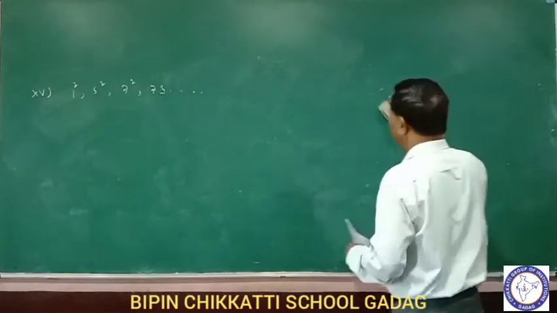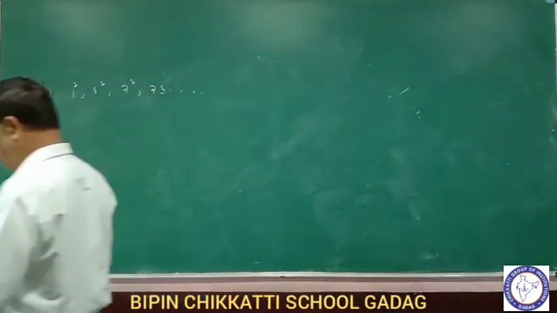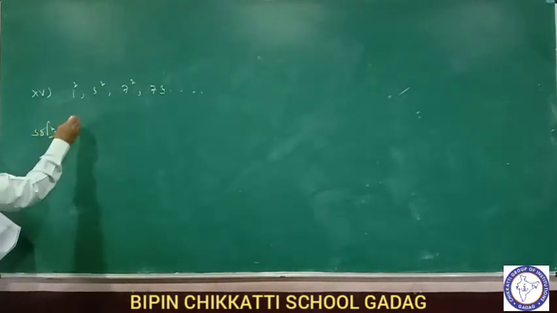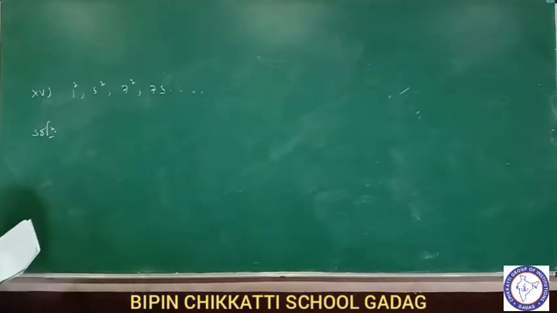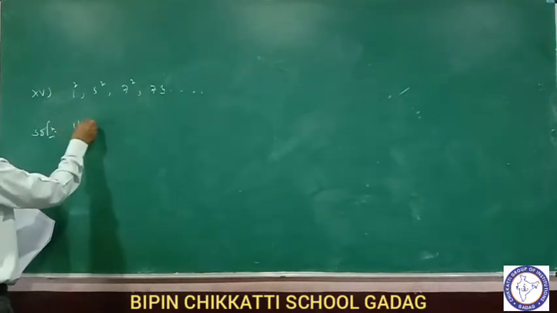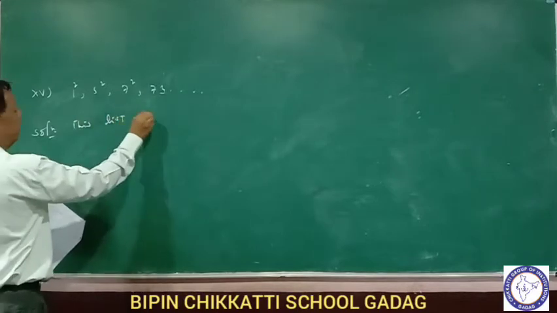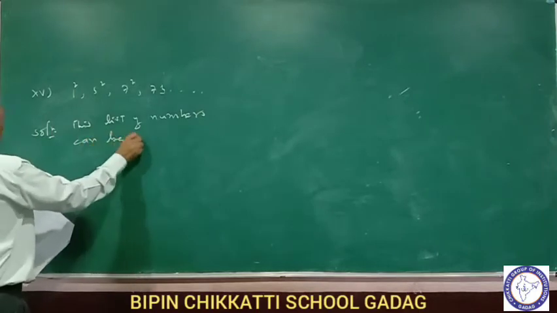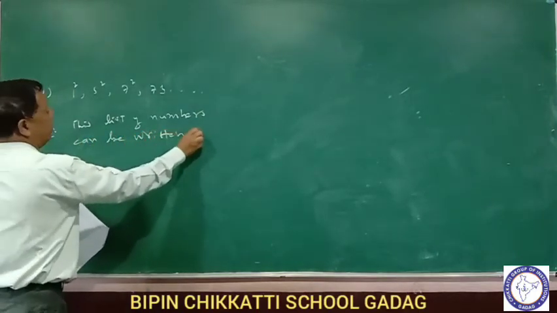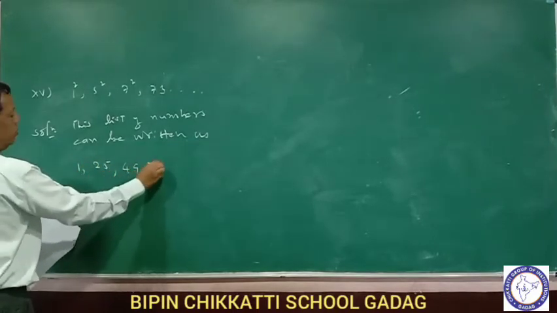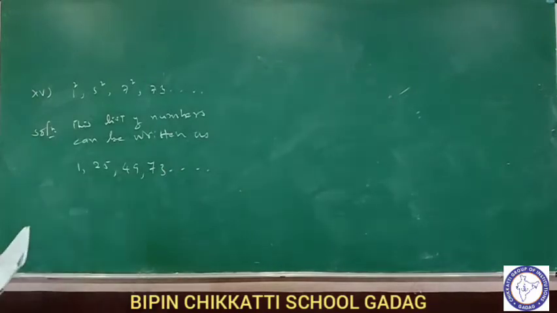The question is whether it is an AP or not. First you see whether this is an AP or not. So look at this. In order to find out this result, in order to see the common difference, as I have already told you, first you write the list of numbers in the simplest form. It can be written in a simple way as 1, 25, 49, 73. Yes, correct or not? Instead of writing like that, you can write this.